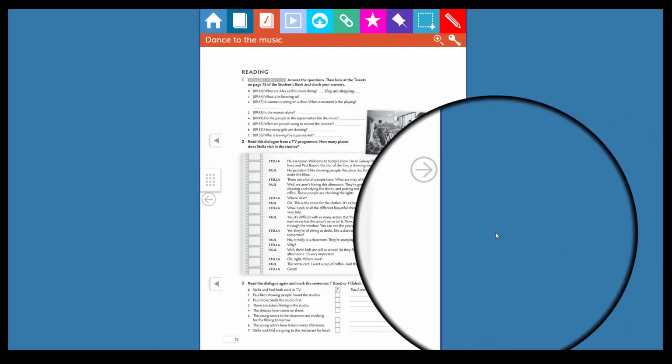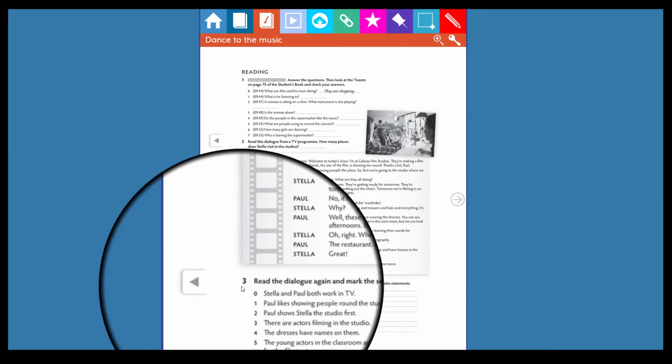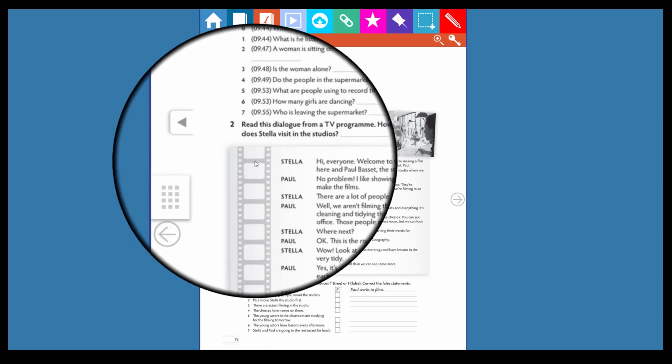And finally, this is the homework that you have to do this week. You have to continue on page number 76 of the workbook, okay? And you have to do activity number 2 and 3. So this is the homework.